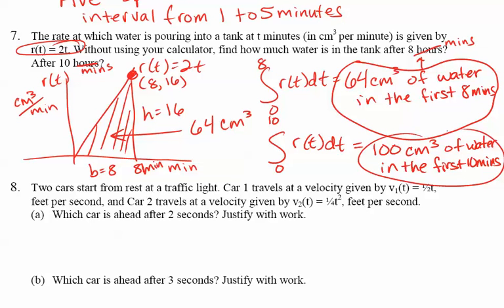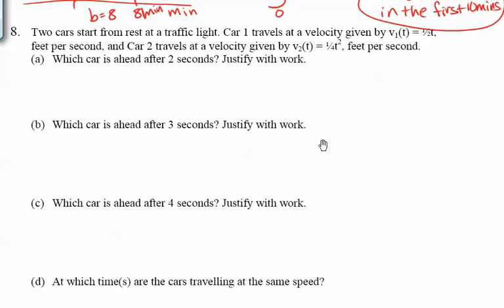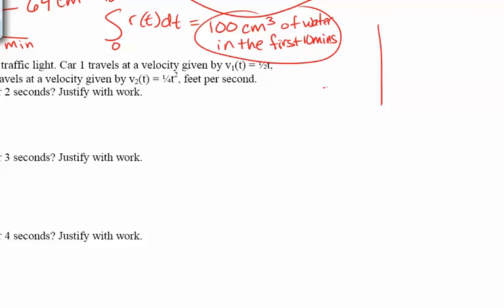All right. Question 8. Two cars start from rest, stopping at a traffic light. Car 1 travels at a velocity given by this function of 1/2 t, and the second car travels at a velocity of 1/4 t squared. So hopefully your knowledge of common functions is going to show you the point here. The first one looks like a slope of 1/2.